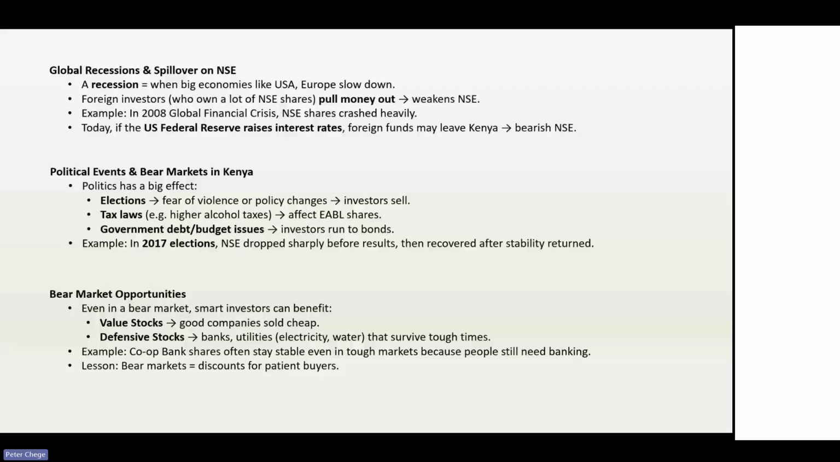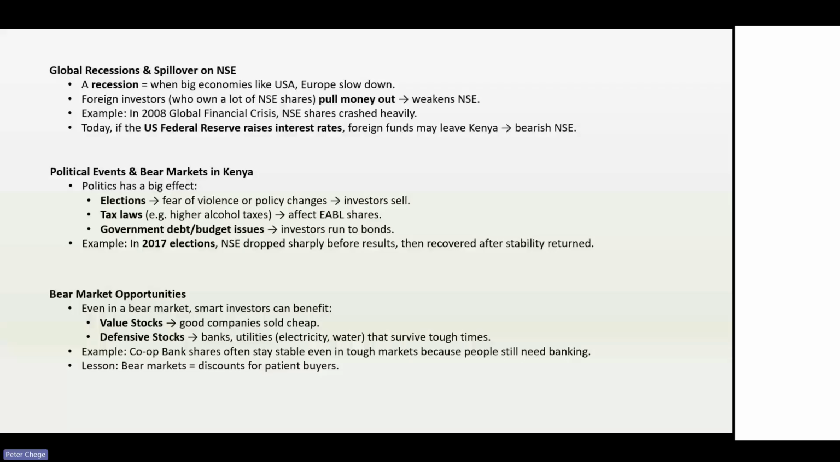So if you look back in 2008, when there was a global financial crisis, we had an issue with NSE where most of the shares heavily crashed. You find the prices went way below what we can see today. So at that time we had a bearish market, and that is the best time to get in.